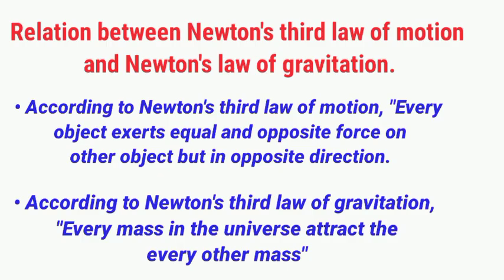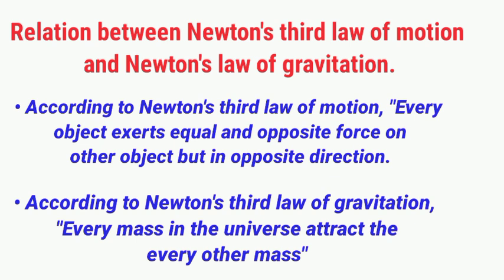Relation between Newton's third law of motion and Newton's law of gravitation. According to Newton's third law of motion, every object exerts an equal and opposite force on another object, but in the opposite direction. So the third law of motion states that when one object exerts a force on another object, the second object instantaneously exerts a force back on the first. These two forces are always equal in magnitude but opposite in direction. These forces act on different objects and never on the same object.